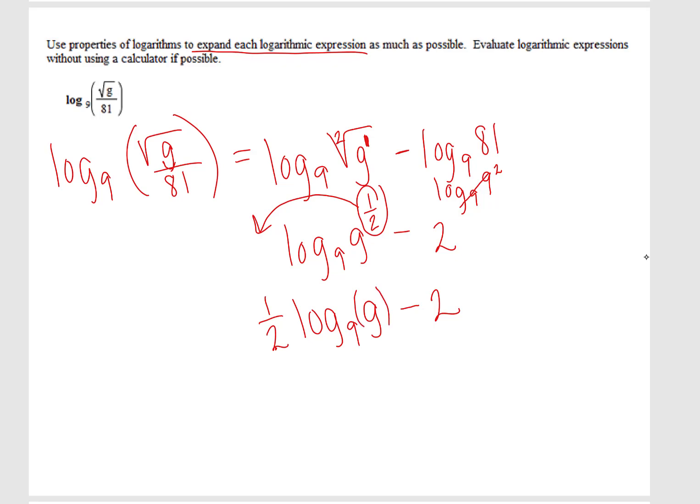I noticed that I wasn't doing it in the first portion of 4.3. The reason that's a good habit to have is so that there's no misunderstanding of this being log 1/2 times log base 9 of g minus 2. The log base 9 is only of g. So putting parentheses around that will be helpful. And that's your answer. There's no other place that we can simplify.